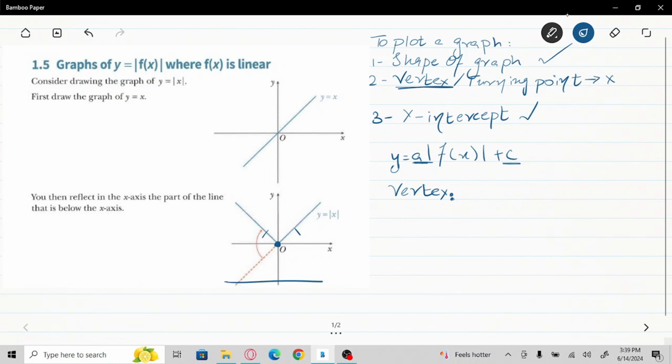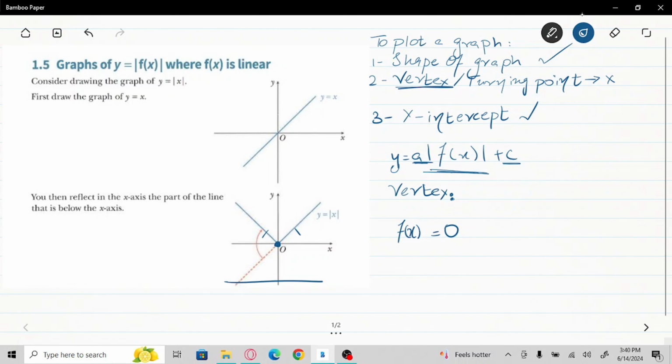So how do we find the vertex of the graph? In this equation, which I have written, and it's important that you learn it, it makes life much easier. For the modulus of f(x), whatever the function is inside the modulus, in terms of x, we just take it out of the modulus, assign the value of the function to be 0, and solve it.